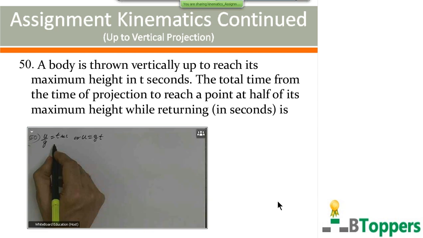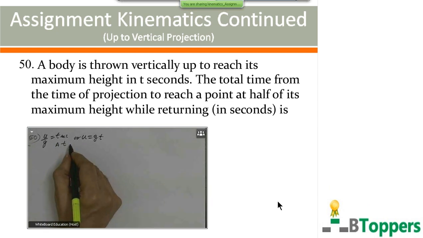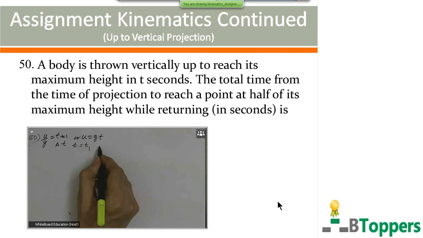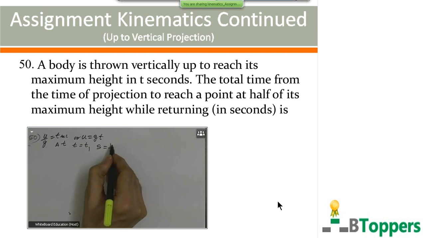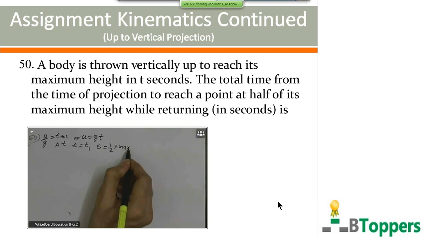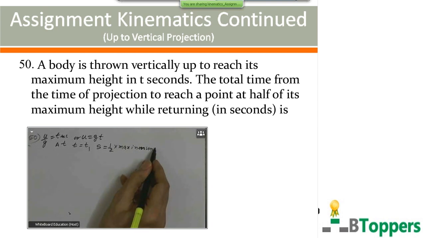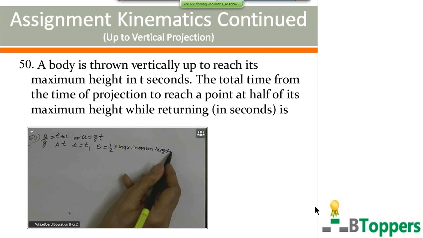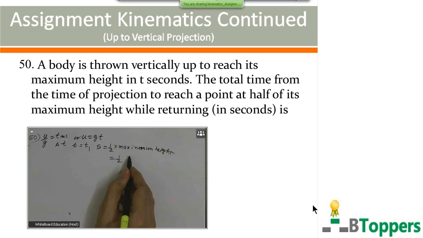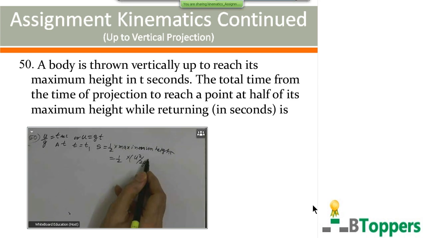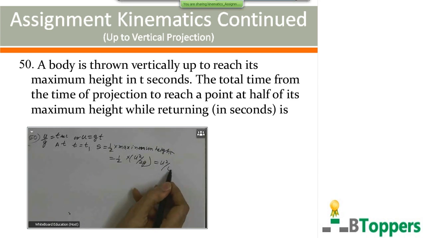If you use the formula, maximum height you can write u square by 2g. That means you have to find the value of t. Let us suppose that t equal to t1. The displacement is equal to half of the maximum height. At the instant t equal to t1, displacement is equal to half of the maximum height, that is half of u square by 2g, or u square by 4g.